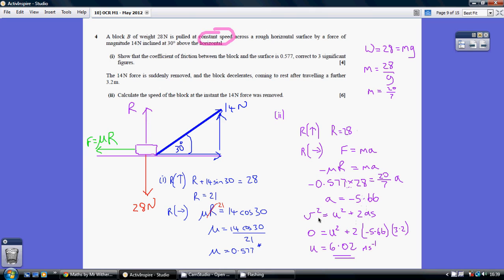We know our final speed is 0, because the block comes to rest. So our final speed, v, is 0. We're trying to work out the initial speed, so u is our unknown. We know the deceleration, so the acceleration is minus 5.66. The distance travelled is 3.2 meters. Substituting into v squared equals u squared plus 2as, we can work out that our initial speed was 6.02 meters per second.